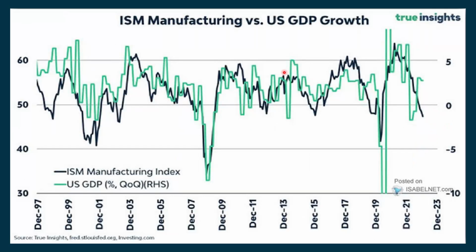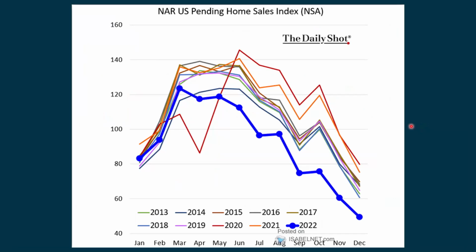Another look at the ISM manufacturing against GDP growth. GDP has been bouncing back up. That's the green line, where the ISM manufacturing has been declining. But in the past week, we saw a pretty strong ISM manufacturing report. Pending home sales, the heavy blue line gives the trends for 2022 and then into 2023, where we've been seeing an overall decline in the pending home sales.